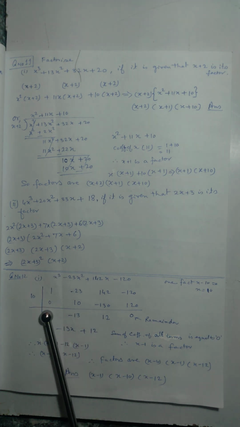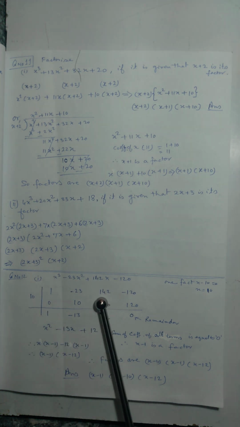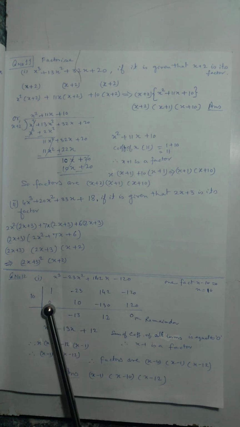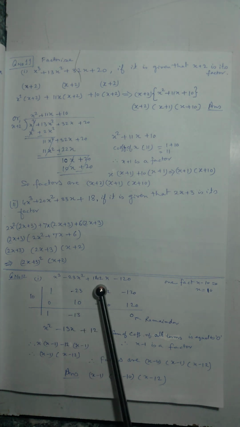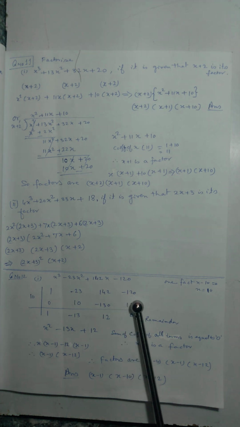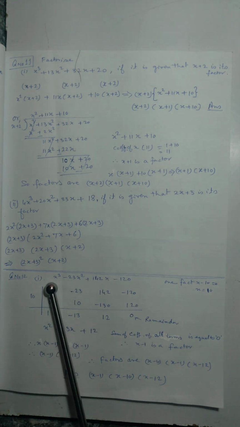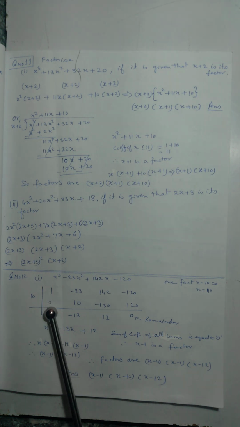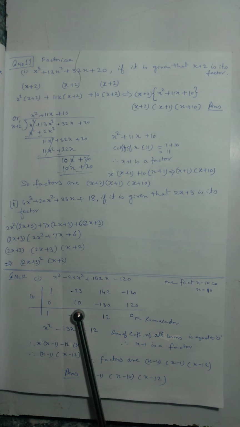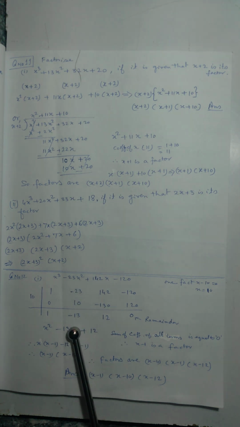Now, detach the coefficients, which I have told you earlier, this method. Now detach the coefficients of this cubic polynomial. I have written 1, minus 23, 142, minus 120. Just below 1 I have written 0. Initially you have to keep 0 and add it. While you add it, you will get 1. Now multiply 1 with 10 and put it here. And again add it, you will get minus 13.